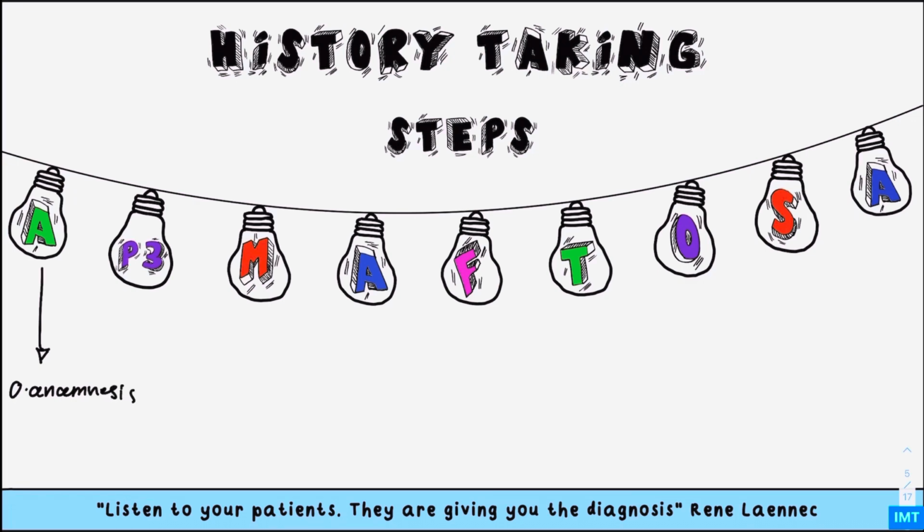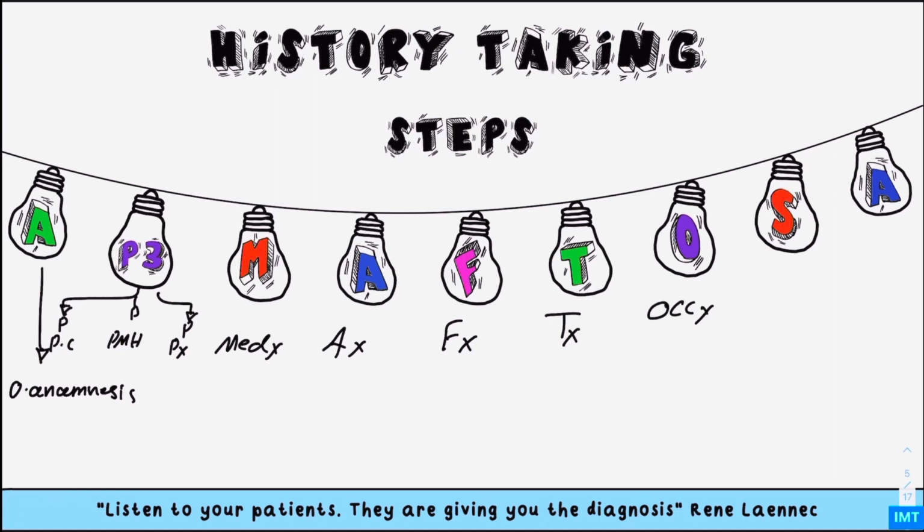The P3: there are 3 Ps, P1, P2, P3. P1 is presenting complaints, past medical history, and personal history. Next, the M is the medical history, medications, allergy history, family history, travel history, occupation history, social history, and you ask at the end, anything else?